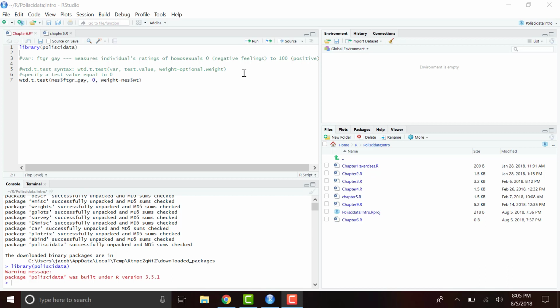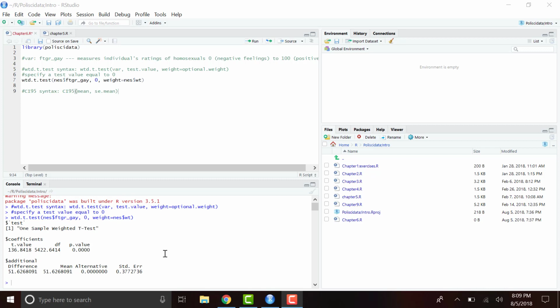And so what this function is set up to do is to compare the mean of a variable of interest, in our case, this feeling thermometer about homosexuals, with a hypothetical mean provided by the user in the test value argument, to see if random error could account for the difference between the variable and the test value. So to reach our current objective, the mean and standard error of a solitary sample mean, we would specify a test value equal to 0, which is right here. So you want to set up your code to look just like this and run it.